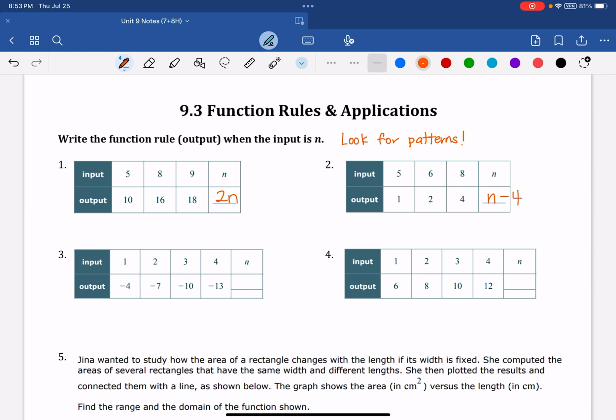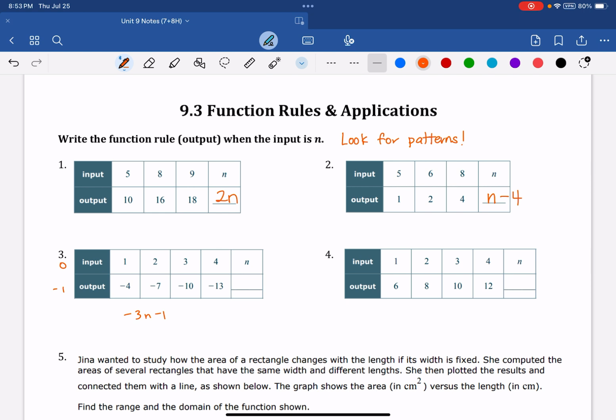All right, this next one. Okay, I'm seeing kind of a linear pattern. My output values are going down by 3. My input values are going up by 1. So to me, that looks like a slope of -3. Then if I worked backwards in the pattern, my y-intercept would be -1. So I'm thinking this -1, not 0. So is it -3n minus 1?